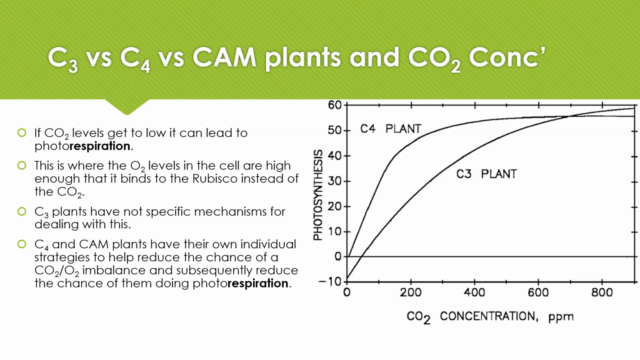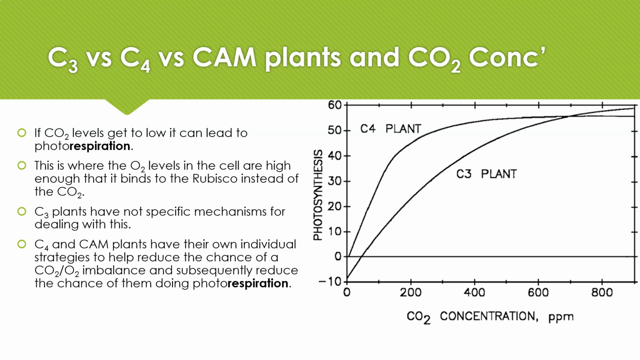So how then does this affect or differ between C3, C4 and CAM plants? This is actually one of the factors where you'll see the biggest difference in how they deal with it. As we were saying, if those carbon dioxide levels get too low, it can lead to photorespiration. This is where our CO2 levels get really low and the oxygen levels get really high, so much so that the oxygen is binding to the rubisco instead of the carbon dioxide. Now, if you're a C3 plant, you're stuck. You have no specific mechanism for dealing with this, so you will, unfortunately, get stuck doing photorespiration.